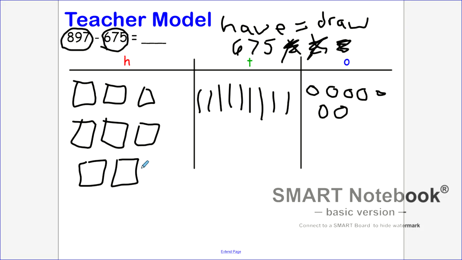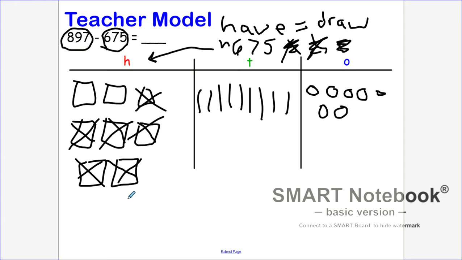Double check that your work shows 897, and then we're ready to move on to 675. So we're going to start with our number 6. 6 is the H, and all we have to do is match the H to the H. Cross out 6. 1, 2, 3, 4, 5, and 6. If you did it correctly, you will have 2 left over, 2 hundreds left over.